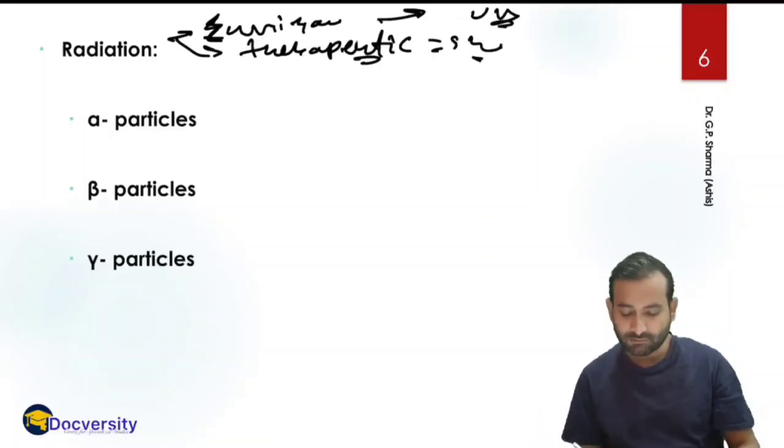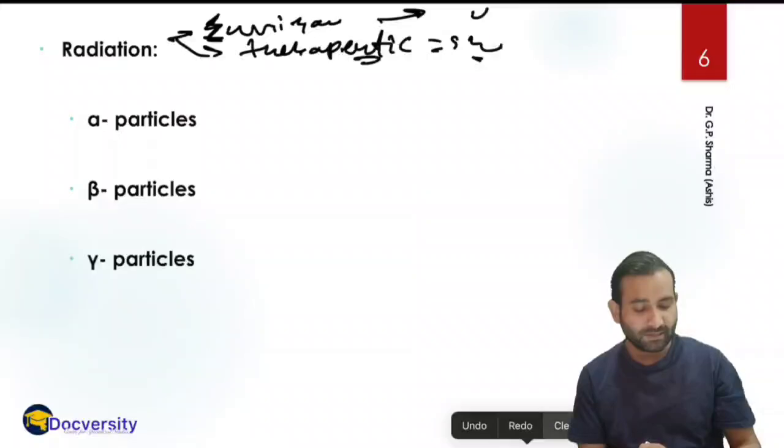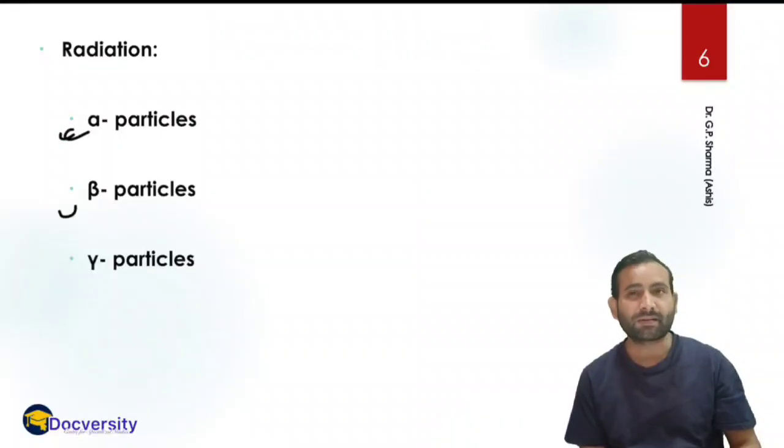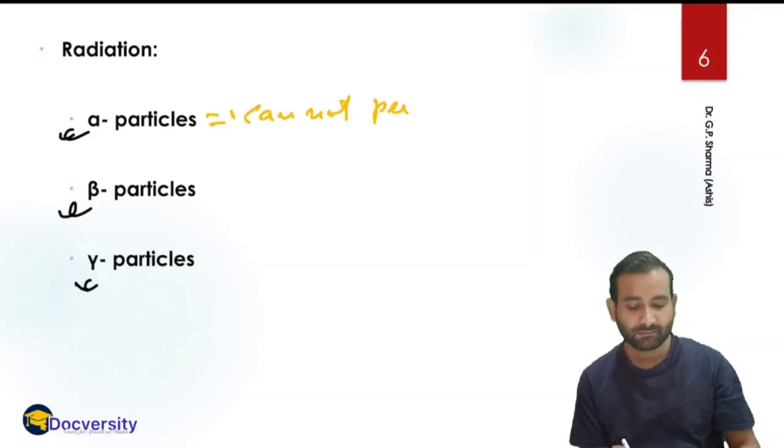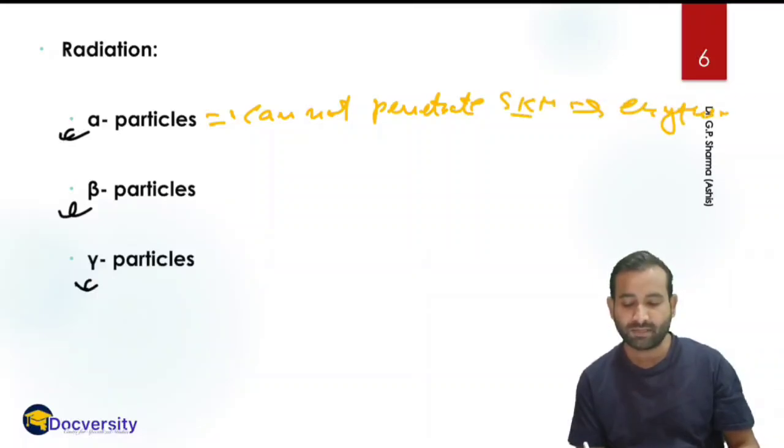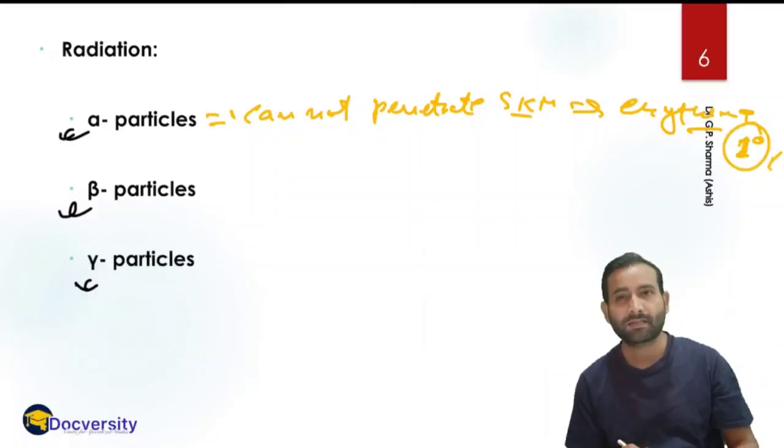And this radiation burn produces burns by alpha particles, beta particles, or gamma particles. So look here, alpha particles cannot penetrate skin, so they produce erythema, that is a first degree burn. The classification of the burn we will discuss later. It produces first degree. This is a question in the exam. Superficial skin erythema, that is a first degree burn by the alpha particles, because they cannot penetrate the skin.